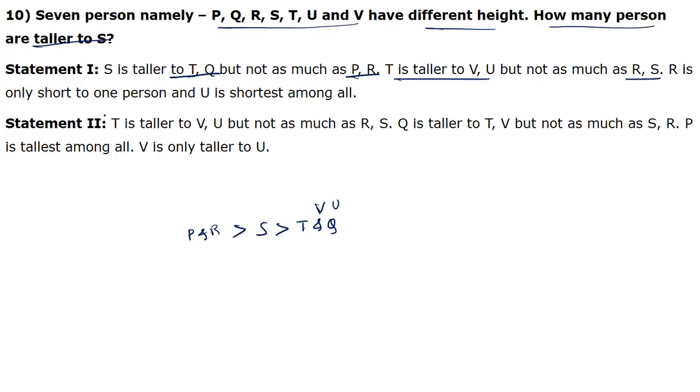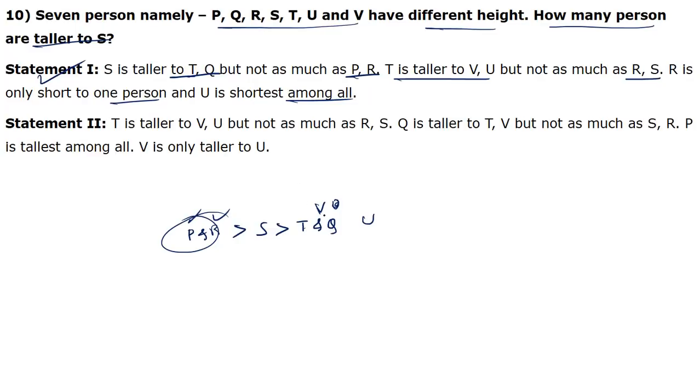R is the only one shorter than one person. It means R is the second tallest person, so P would be the tallest and R would be the second tallest. U is the shortest among all, so U has to be at the last. So by statement 1 we can answer that. There are only 2 persons who are taller than S. So statement 1 alone is sufficient to answer the question.